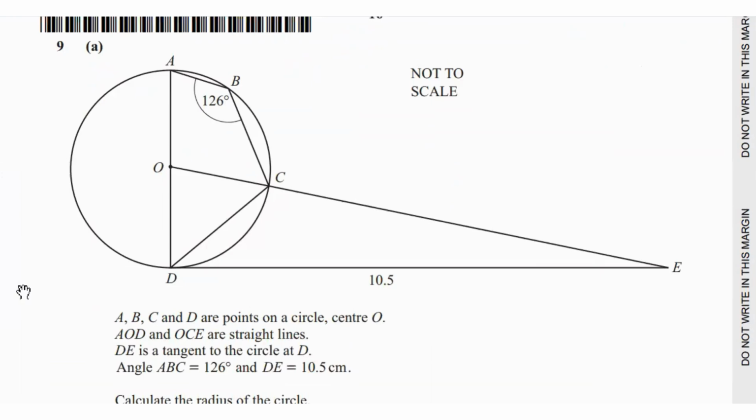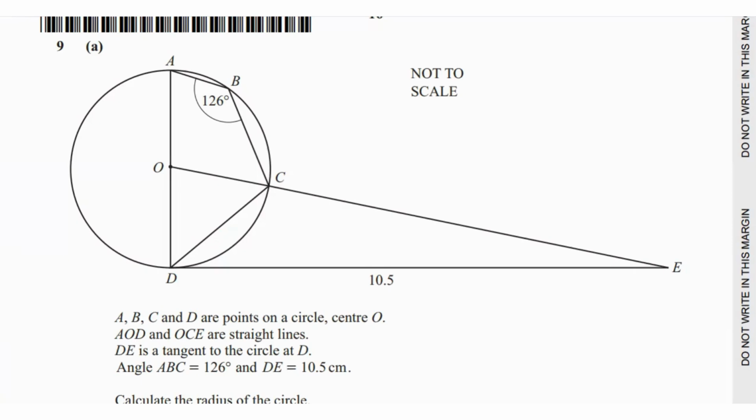Question number 9 says A, B, C and D are points on a circle, center O. AOD and OCE are straight lines. DE is a tangent to the circle at D. Angle ABC equals 126 and DE is 10.5 centimeters. Calculate the radius of the circle.